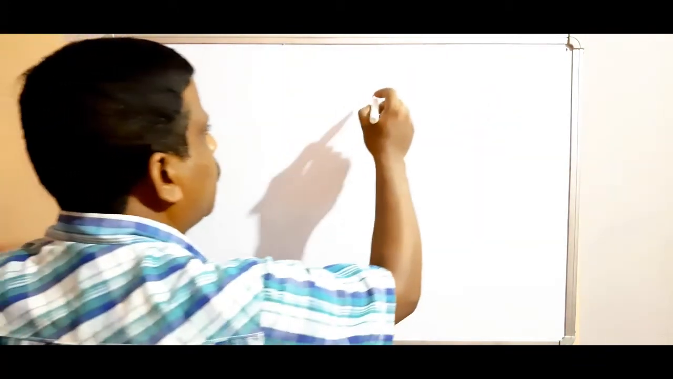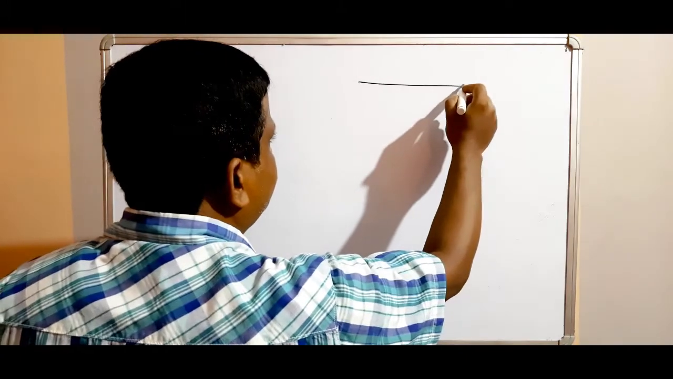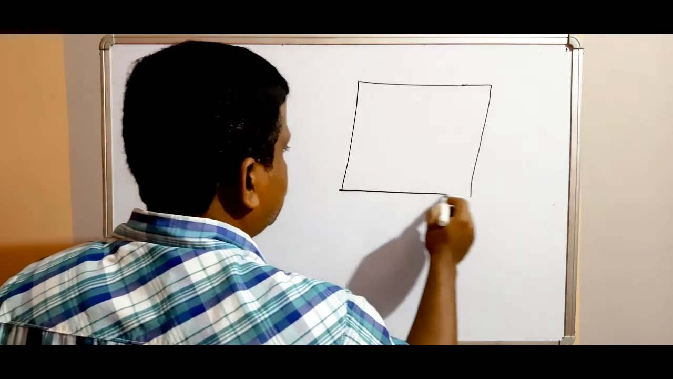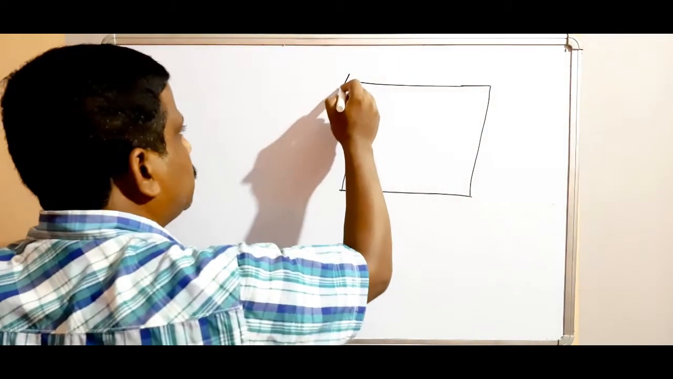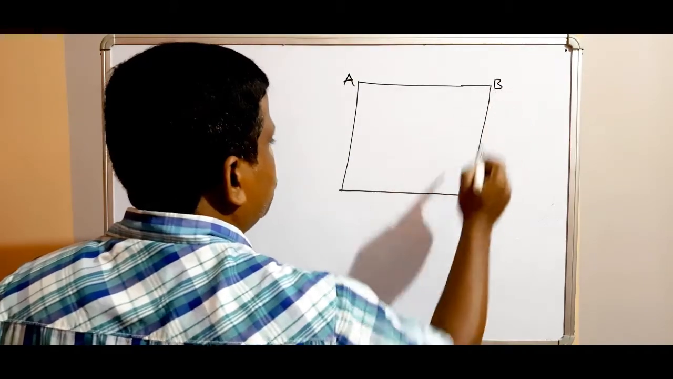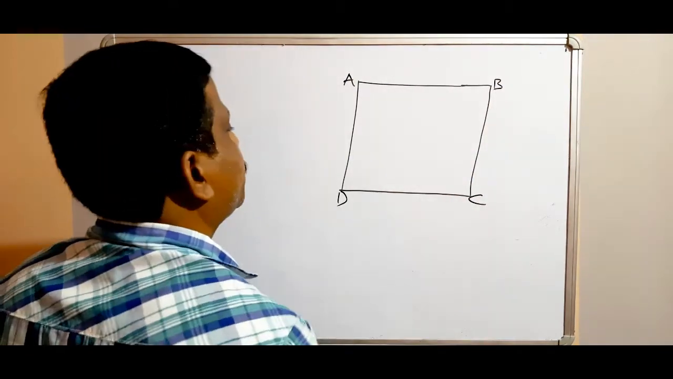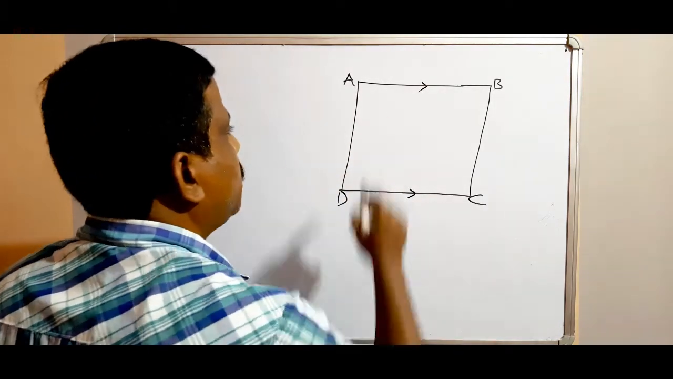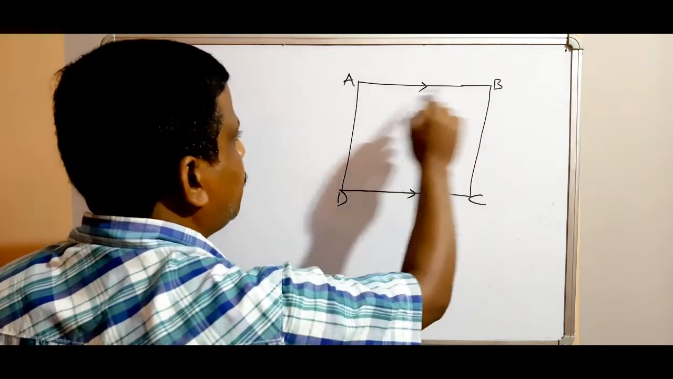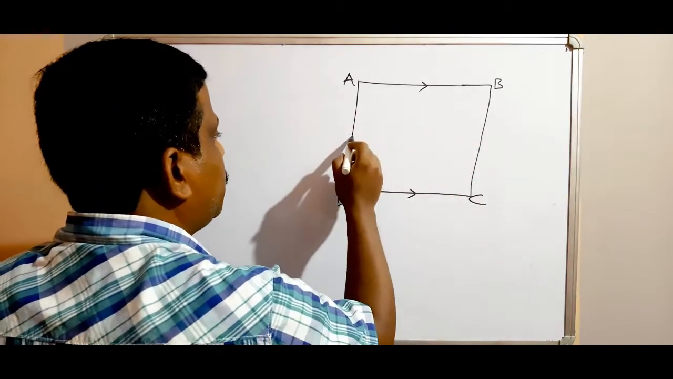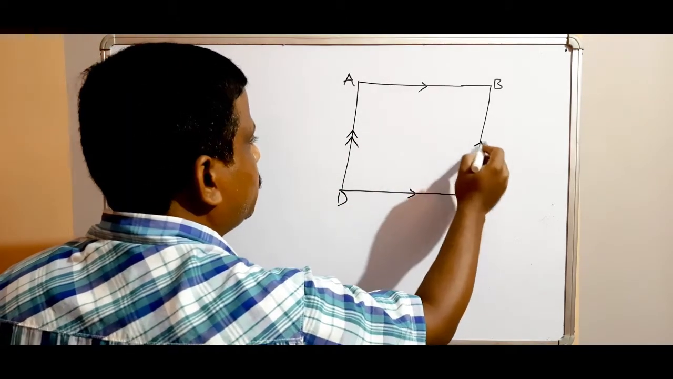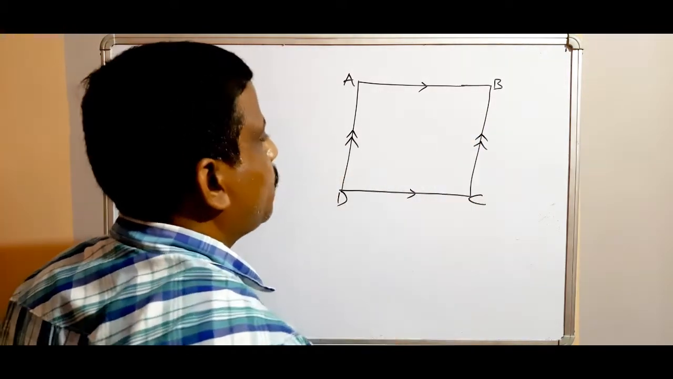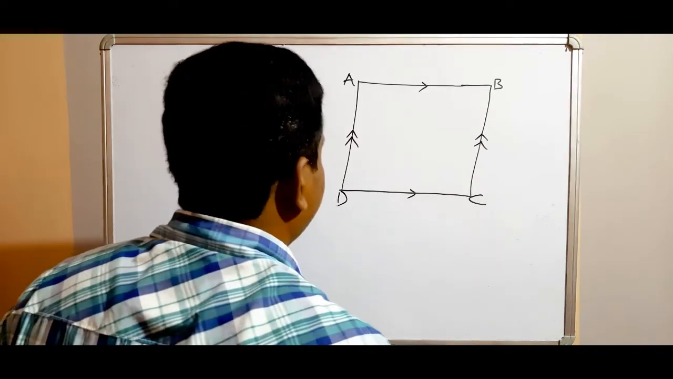In a parallelogram, suppose this is a closed plane figure having four sides. Name it A, B, C, D. In a parallelogram, opposite sides are equal and parallel. AB is equal to CD and AB is parallel to CD. Here this is parallel and this is parallel. AD is parallel to BC and CD is parallel to AB, and opposite sides are also equal in a parallelogram.